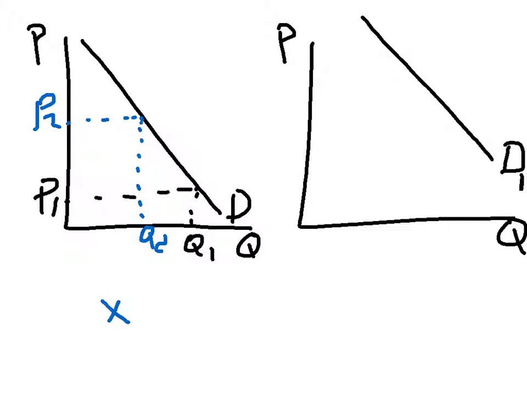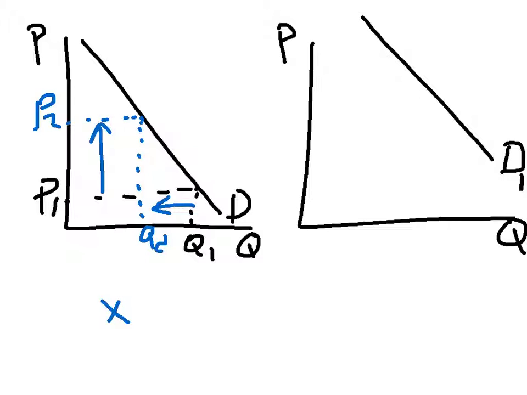Not demand decrease, quantity demanded decreases. So as price goes up, quantity demanded goes down. This is a movement along the curve, and it's called a change in quantity demanded. In this situation, a decrease in quantity demanded. Well, what could cause a decrease in demand?